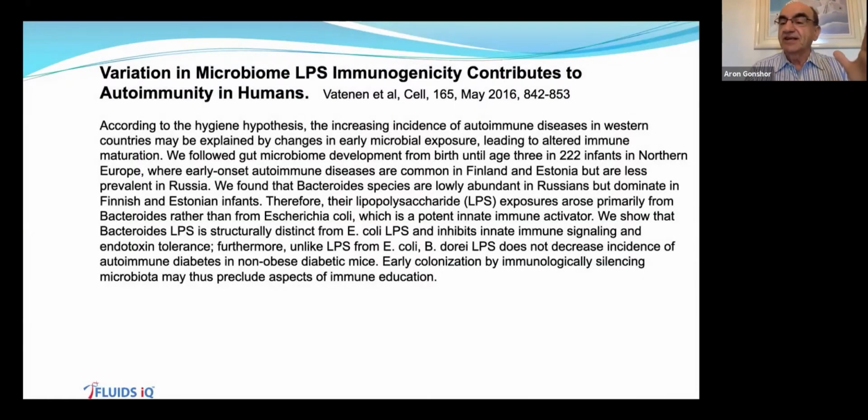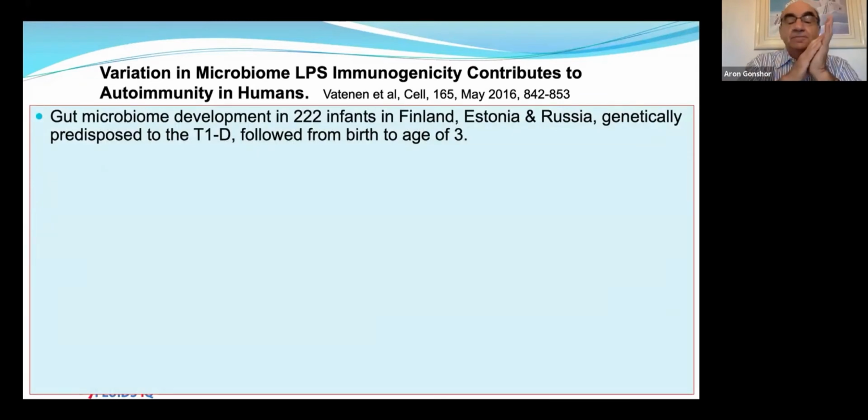And there are many other studies. We could go on forever just looking at this. Here is one which deals with the variation of the toxins that are produced by bacteria in the microbiome and how that is contributing to autoimmunity. This is a study from 2016. And the study is a very interesting one because what they looked at was the gut microbiome development in over 200 infants in Finland, in Estonia, and in Russia, with those that are predisposed to developing type 1 diabetes.